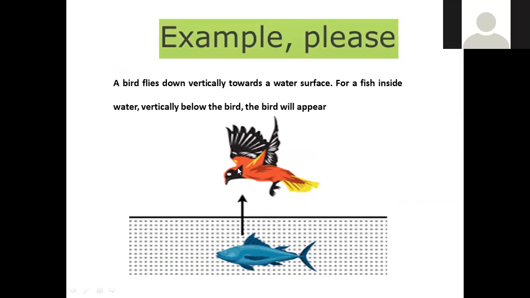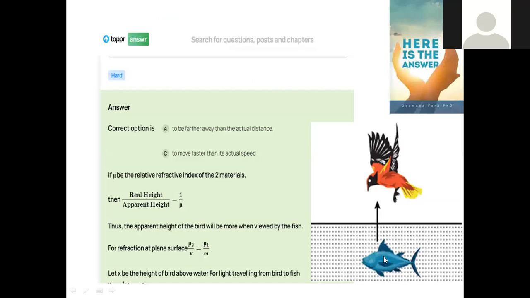The bird appears farther away than its original position, that is the first thing. And the second is it appears to be moving much faster when compared to its original speed, right? These are the two assumptions this fish is able to make. What's the reason for that? In order to get that, we have the extension.